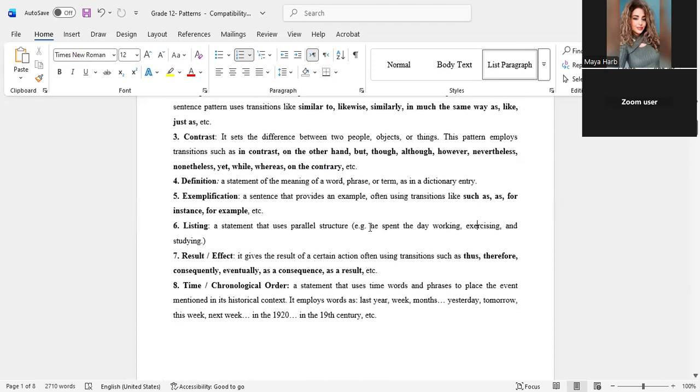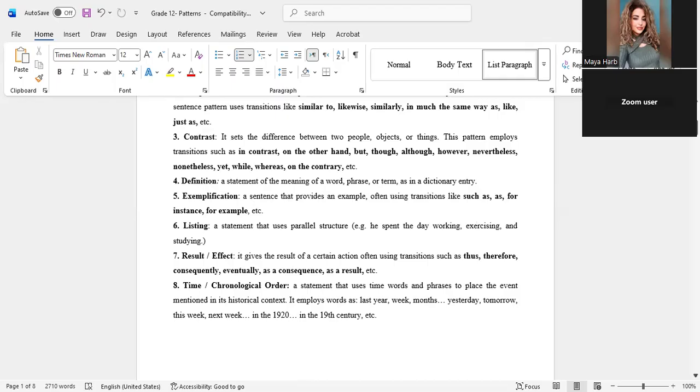Last one, time order or chronological order. In this case, I need to use words like before, after, words that indicate time. Before, after, then, next, tomorrow, yesterday, this week, next week, in the 1920s, in the 19th century, after 30 years. As long as I'm using words or expressions that indicate time, then this is time order or chronological order. So these are the patterns that we need to know.